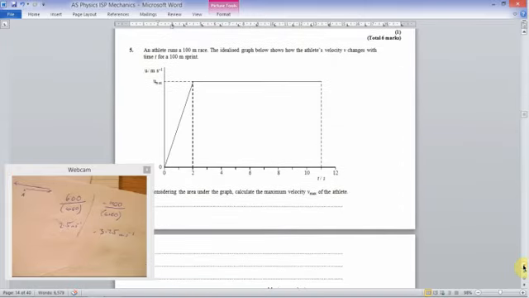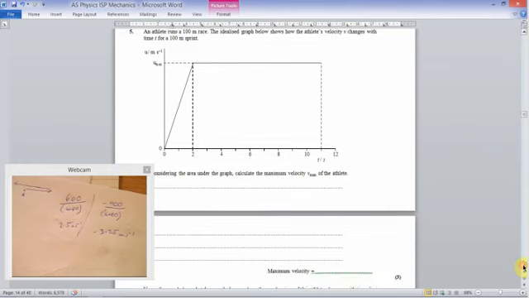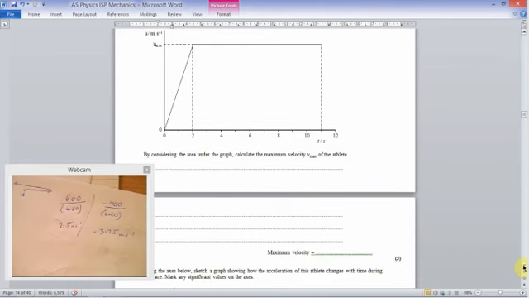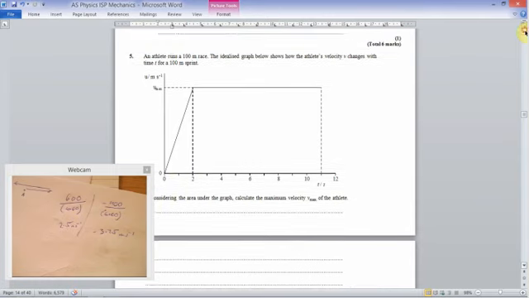Right, question 5. An athlete runs a 100 meter sprint. The idealized graph shows the athlete's velocity change with time t for a 100 meter sprint. Consider the area under the graph. Calculate the maximum velocity of the athlete. So that's Vmax. Okay. So how are we going to figure out the maximum velocity of this athlete? Well, if it's a 100 meter race, the area of this should be 100 meters.